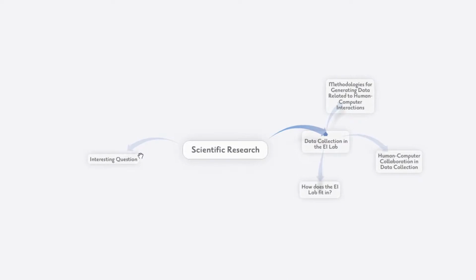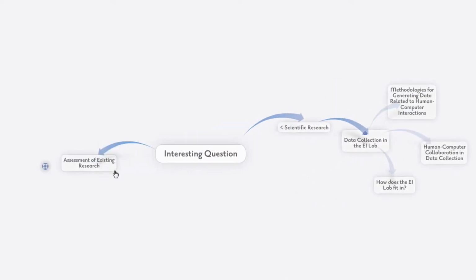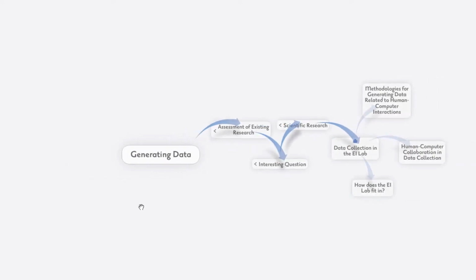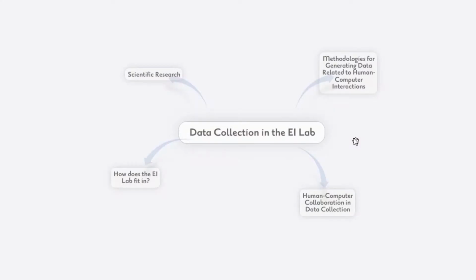Scientific research typically starts with an interesting question, moves to an assessment of existing research, and then on to generating data related to this question. Along with many of the social sciences, research in educational informatics follows this model. This means the success of a research project is often directly related to the quality of the data generated. For this reason, facilitating the collection of quality data stands at the heart of the EILAB, both as a physical infrastructure and as a virtual community of associated researchers.